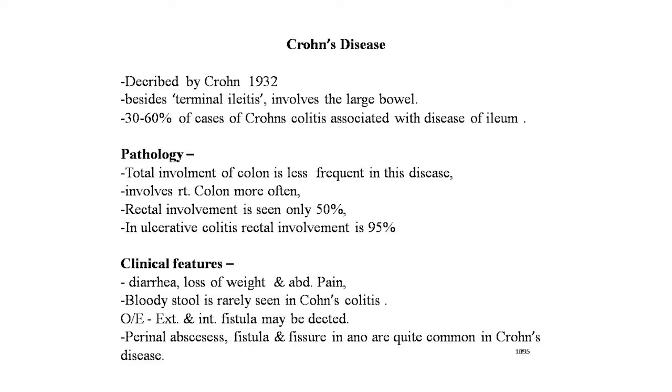Besides the terminal ileitis, which Crohn described in 1932, this disease involves the large bowel as well. About 30% to 60%, according to various reports, of cases of Crohn's colitis are associated with disease of the ileum also. Now the pathology: unlike ulcerative colitis, total involvement of the colon is less frequent in this disease. In case of partial involvement, this disease involves the right colon more often. Rectal involvement is seen in only 50% of cases, and in ulcerative colitis, rectal involvement is 95%.